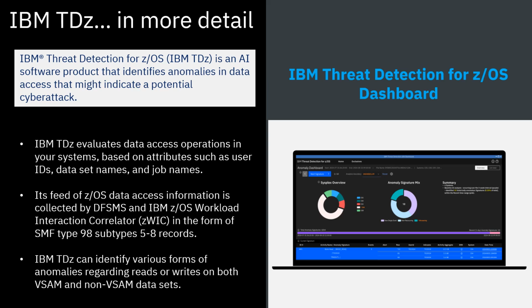Well, and how does this work? It does this by analyzing all data access operations using the user ID, the dataset name, and job name attributes as key elements for analysis. The information needed for this analysis is collected and provided by two system components, the DFSMS and the zWLIC, that is the workload interaction correlator, and then written to the SMF record type 98.